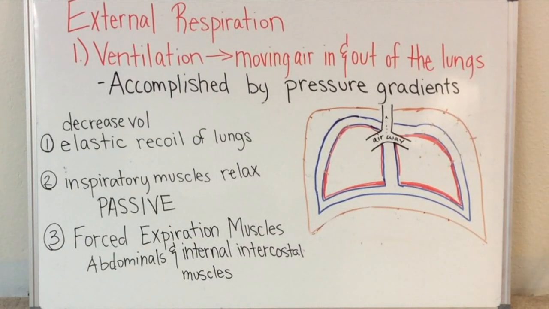The forced expiratory muscles are the abdominals and the internal intercostal muscles. The abdominal muscles, when contracted, will exert an upward and inward force on the lungs, and the internal intercostal muscles will also exert a downward force upon the lungs. When the forced expiratory muscles are activated, we get an increased force upon the lungs, resulting in an even greater decrease in volume.